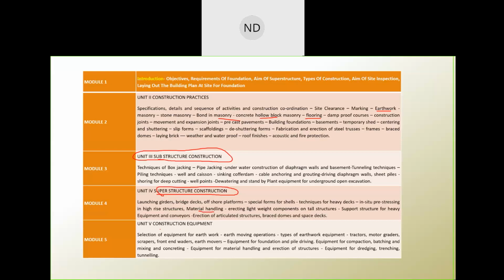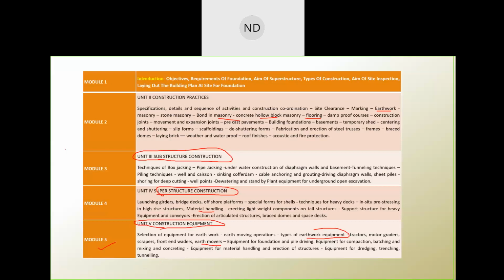Module number 5 is what? Your construction equipment. Here we'll find out all those equipments which are required for types of earthwork equipments. Then we have earth movers. What are different equipments used for that? These things will be talked about. Basically, we'll be talking about the equipments related to different types of construction methods or practices in module number 5.